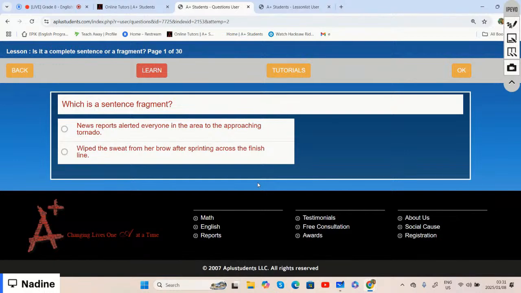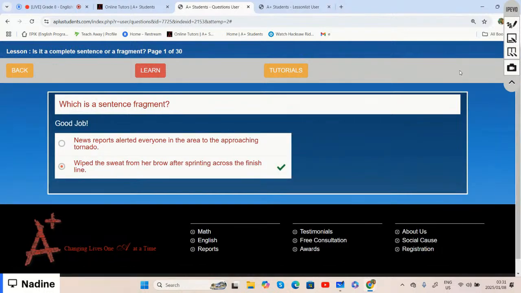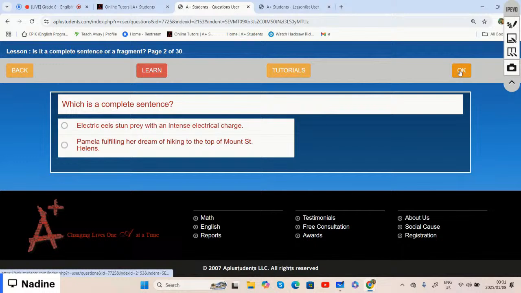If we select the sentence fragment, we'll go with option two. It says, wiped the sweat. It doesn't say who wiped the sweat from their brow. And that is a sentence fragment. The next one says we need to say which one is a complete sentence. It has both a subject and a verb.